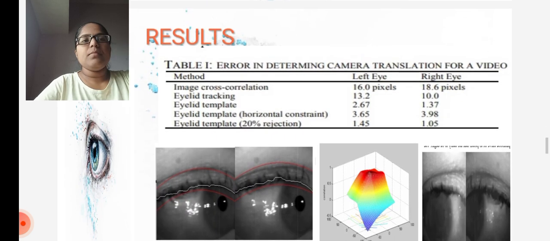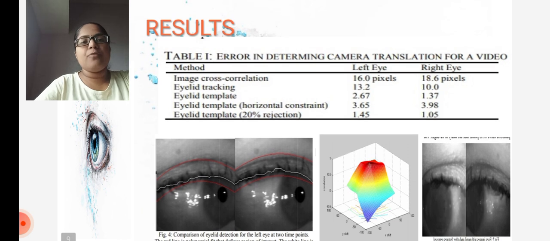The result of this topic was the error in determining the camera translation for a video. Here we have the following methods: image cross correlation, eyelid tracing, eyelid template horizontal constant, and eyelid template with 20% rejection. It shows the result for both the left eye as well as the right eye.